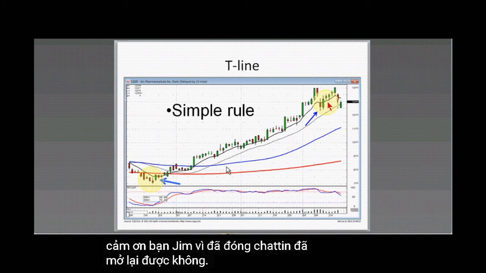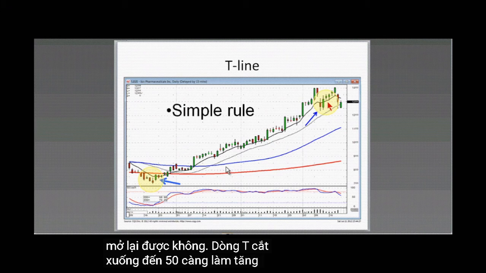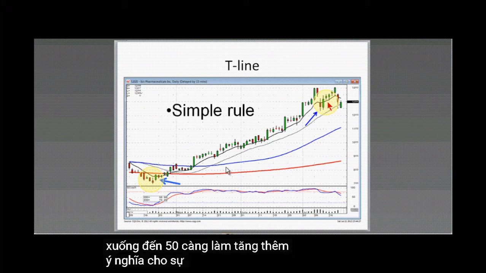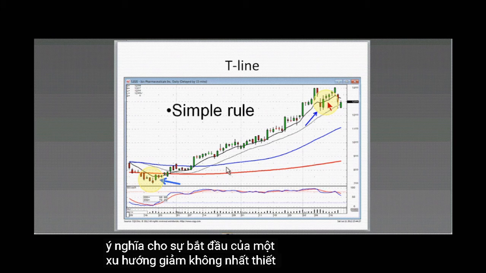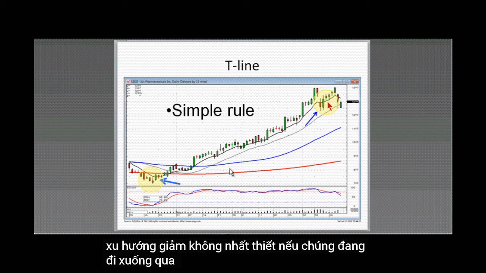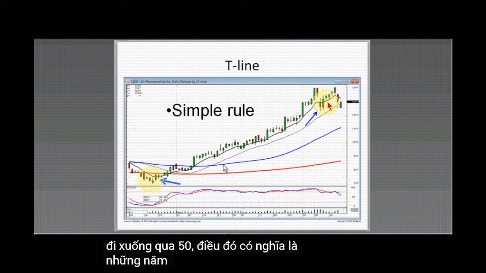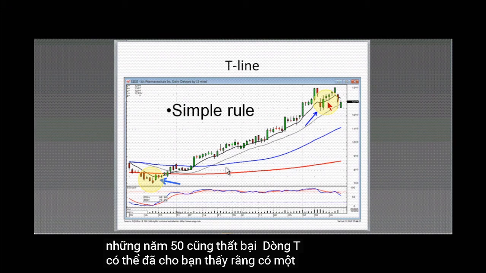Okay. Does the T-line cross down through the 50 add more significance to a beginning of a downtrend? Not necessarily. If they're coming down through the 50, that means the 50 is failing, as well as the T-line is probably already showing you there is a downtrend.